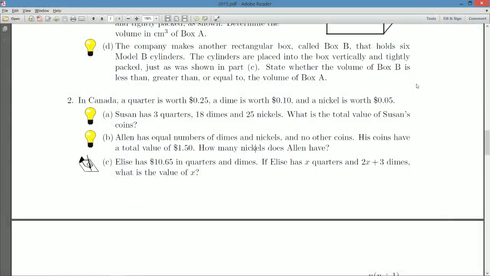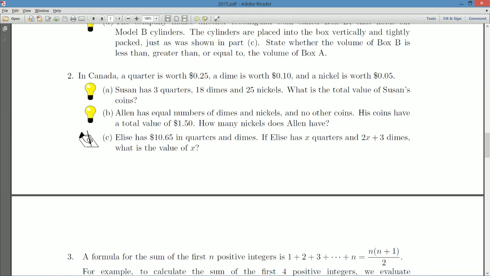All we had to do was manipulate the algebra. Once we had fixed one of the numbers, we could have started with D as the number of dimes, but we wanted the total number of nickels, so it made more sense to start with n being the number of nickels. All right, part C. Elise has $10.65 in quarters and dimes. If Elise has x quarters and 2x plus 3 dimes, what is the value of x?